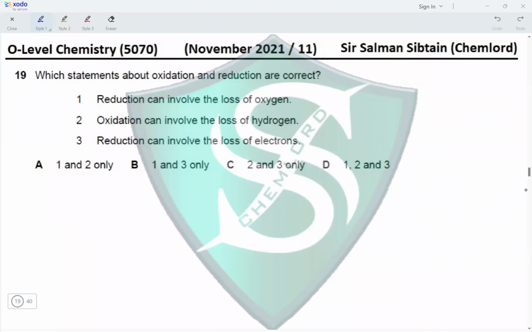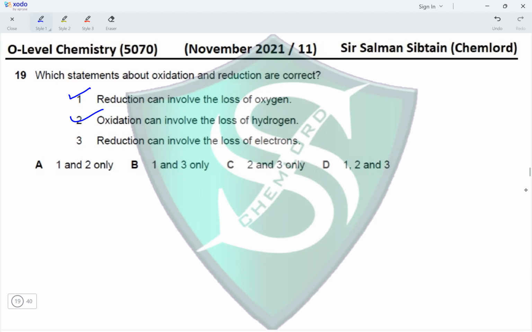Question 19. Which statements about oxidation and reduction are correct? Statement 1: Reduction can involve loss of oxygen. Okay, so reduction is gain of hydrogen, loss of oxygen, and gain of electrons. So statement 1 is correct. Statement 2: Oxidation can involve loss of hydrogen. Yes, oxidation involves loss of hydrogen, gain of oxygen, and loss of electrons. So statement 2 is also correct.